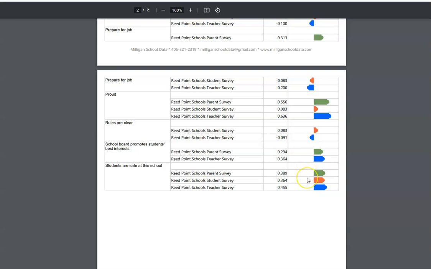I should note that not every question is on all 3 surveys. So, school board promotes students' best interests. We don't ask the students that, but we do ask the parents and the teachers. And so you can kind of see how the parent and teacher survey rules are clear at this school. We don't ask the parents that, but you can see how the students and the teachers view that differently.